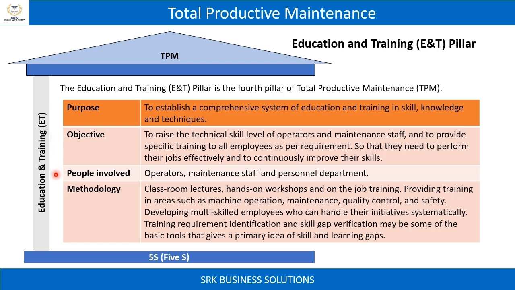People involved in this pillar are operators, maintenance staff, and the personnel department. And the methodology of the pillar is classroom lectures, hands-on workshops, and on-the-job training, providing training in areas such as machine operation, maintenance, quality control, and safety, developing multi-skilled employees who can handle their initiatives systematically. Training requirement identification and skill gap verification may be some of the basic tools that give a primary idea of skill and learning gaps.